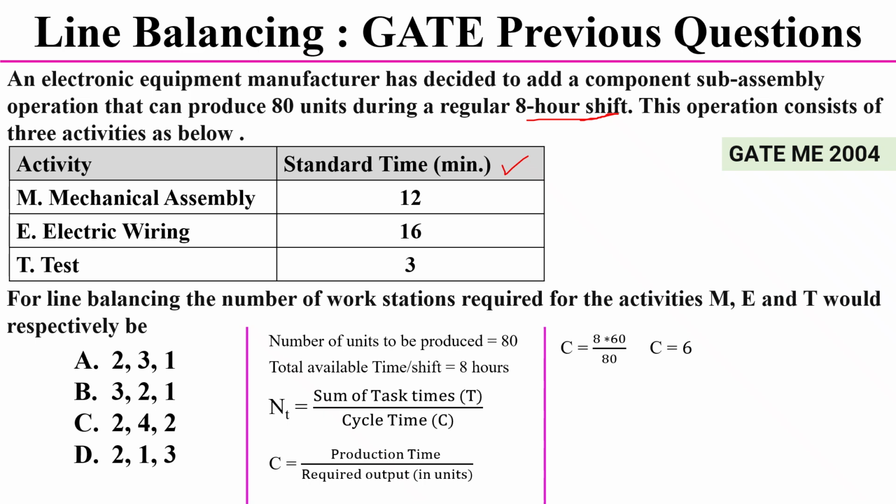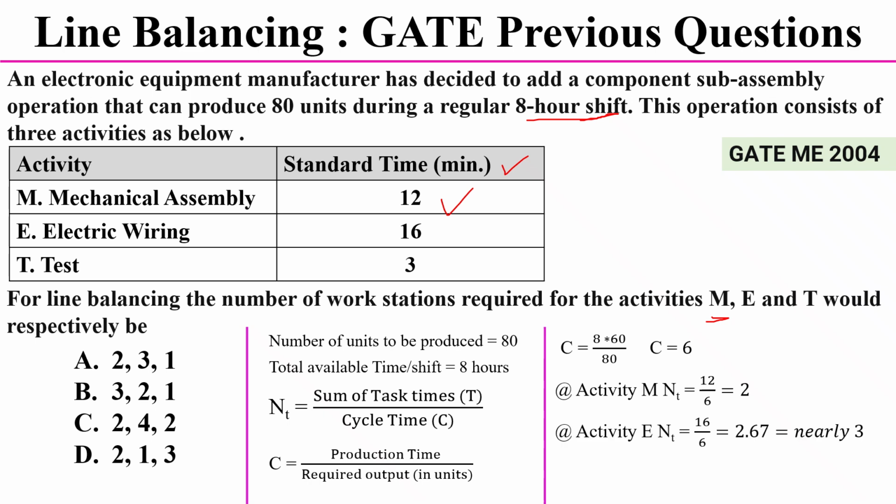Then we determine the workstations required for the different activities. First we determine the number of workstations for activity M. The task time for activity M is 12 minutes. So the number of workstations for activity M will be the task time 12 divided by cycle time 6. Then 12 by 6 is equal to 2.